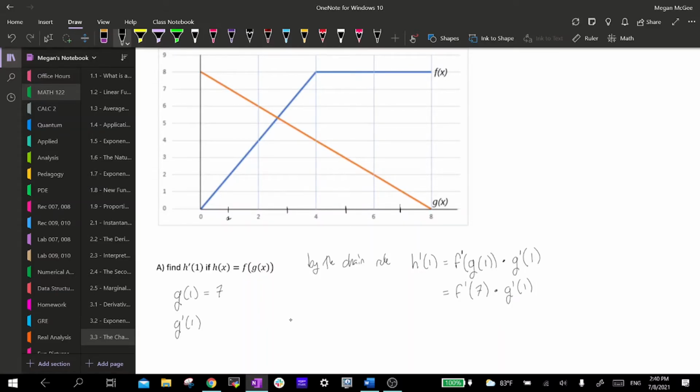So g prime of 1, this is our slope of g at x equals 1. All right, so again, we need a slope. Well, the first thing that I notice is our slope is negative. Okay, we have a line going down, so we have a negative slope. And then we need to figure out what that slope is. So this is going right, so that gives us 1 over 1, which is 1.